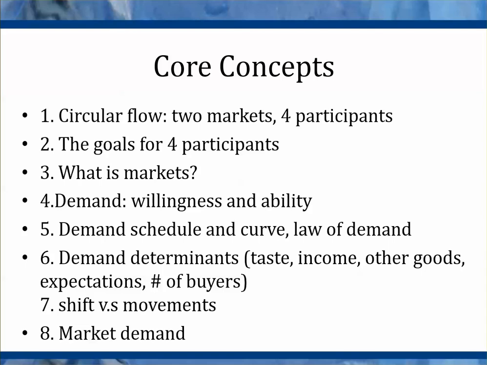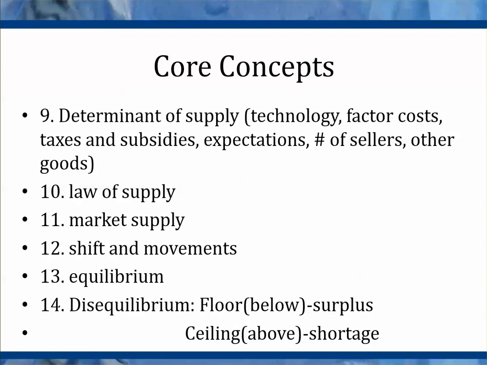We also want to know the definition of demand, the demand schedule and curve, the law of demand, and the demand determinants. I want you to know how to shift the curve and what causes movements along the curve. We want to know the difference between market demand and individual demand. After finishing the demand side, the consumer side, we need to consider the producer side. Producers are affected by the supply curve, so we want to know the determinants of supply, the law of supply, and the market supply. What's the linkage between the individual firm's supply curve and the market supply? We also want to know why the supply curve will shift and why the price can move along the curve.